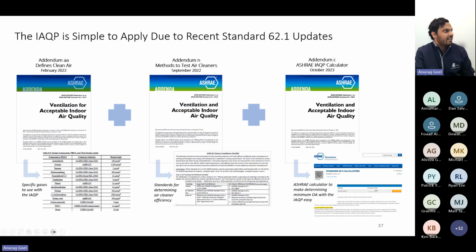So these are some of the updates I talked about over the last 4 slides. Addendum AA defining contaminants and their limits. Addendum N setting regulations around how air cleaning efficiency is being measured. And then addendum C, that was a publication of the ASHRAE calculator itself, which is available for download on the ASHRAE bookstore.